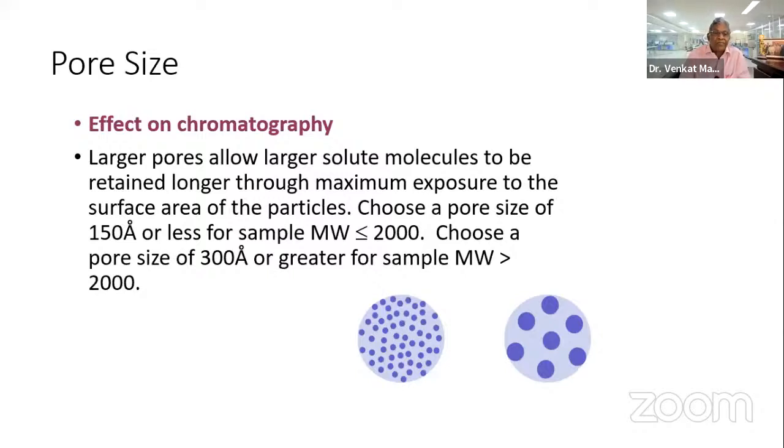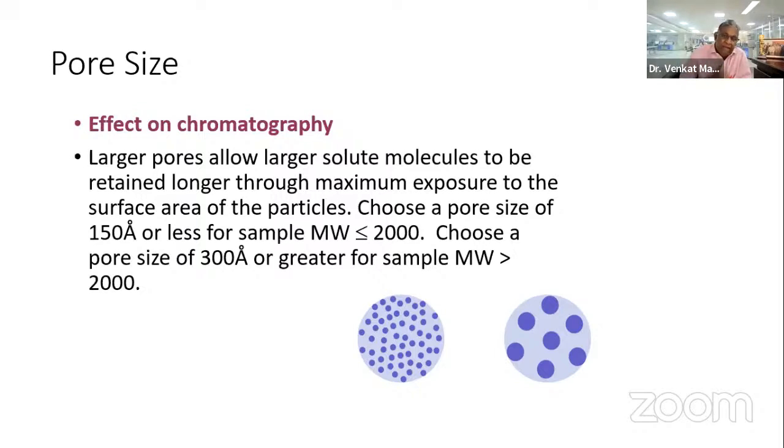Pore size: a larger pore allows larger solute molecules. Therefore, whenever we work with compounds of molecular weight less than 2000, we choose a pore size less than 150 Angstrom units. When the molecular weight is greater than 2000, choose the column with a pore size of 300 Angstrom units. This is where the pore size plays a very important role.